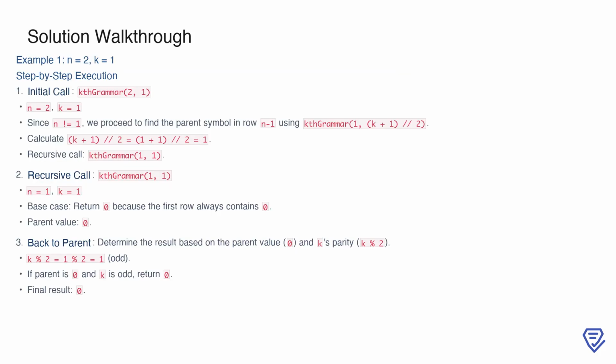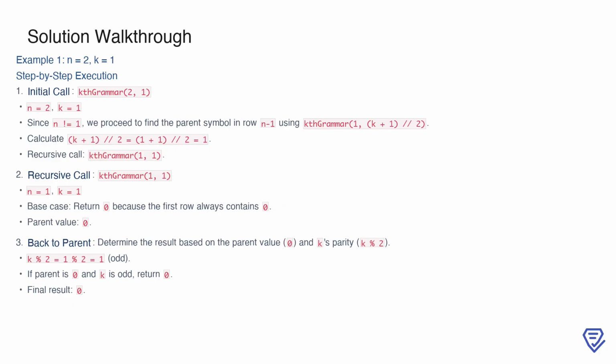To solve the problem for n equals 2 and k equals 1, we start by making the initial call to kthGrammar(2, 1). Since n is not equal to 1, we need to determine the value of the parent symbol in the previous row, which is row 1. To do this, we calculate the position of the parent symbol using the formula (k + 1) / 2. In this case, (1 + 1) / 2 equals 1, so we make a recursive call to kthGrammar(1, 1). Now, in this recursive call, since n equals 1, we've reached the base case, and we know the first row always contains the symbol 0. Therefore, the parent value for row 2, position 1, is 0.